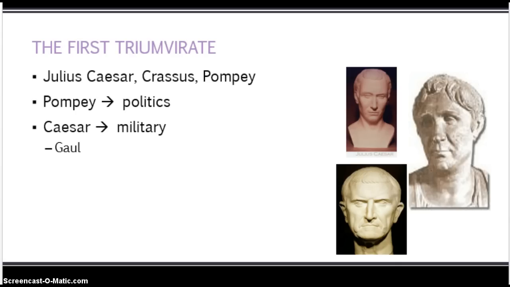We get the first triumvirate. A triumvirate is three people who work together for the efficiencies of the government. Our first triumvirate has Julius Caesar, Crassus, and Pompey.